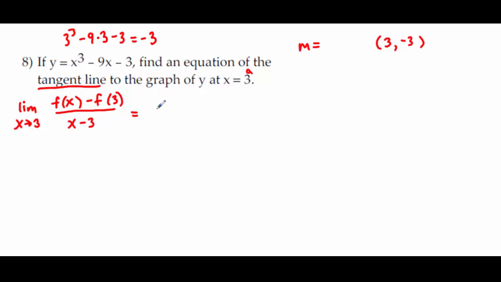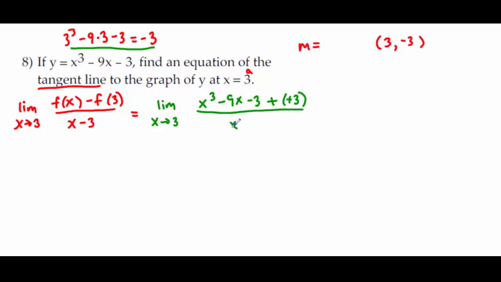So let's fill in f of x and f of 3 on top. F of x is just our function, x cubed minus 9x minus 3. F of 3, that's what we did when we found this right here. When I plug 3 in, I get negative 3. So since I'm subtracting a negative 3, that ends up changing to a plus 3. It's all over x minus 3. Now, the negative 3 and the positive 3 cancel each other out. So on top I have x cubed minus 9x, and on bottom I have x minus 3.